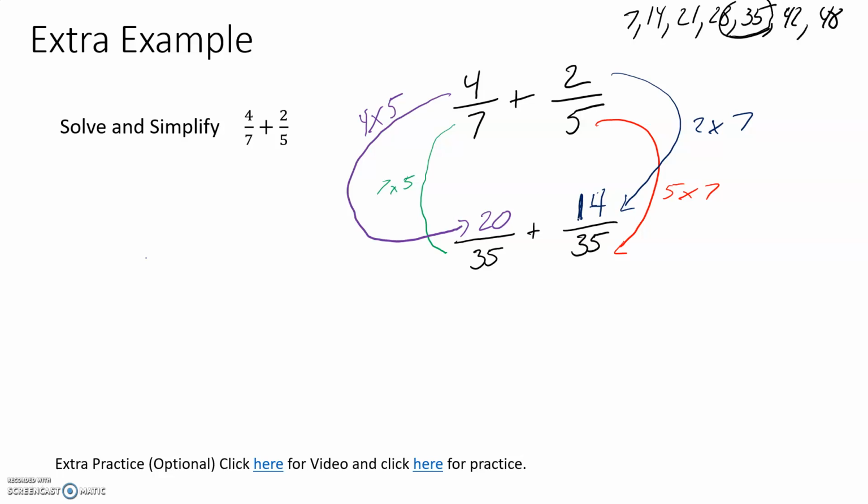So now I have my common denominators. Now go ahead and add the fractions. So step 3, I got 20 35ths plus 14 35ths.